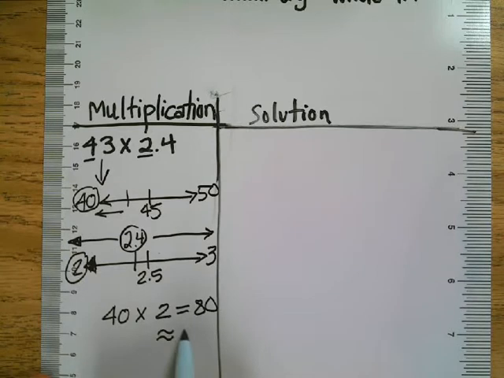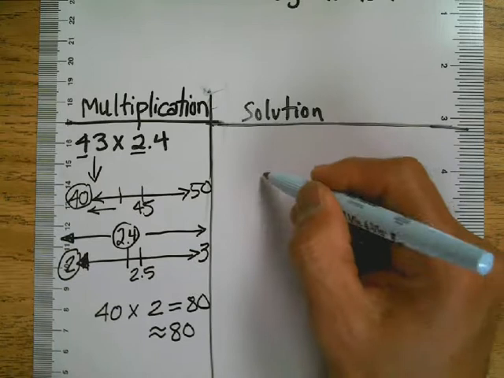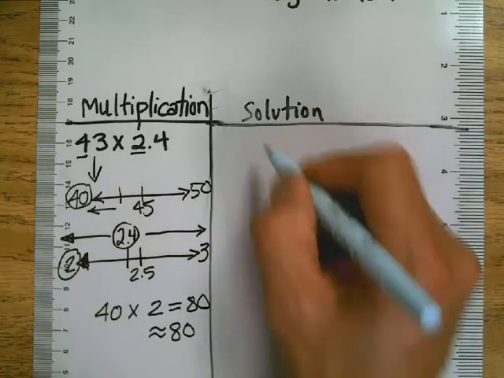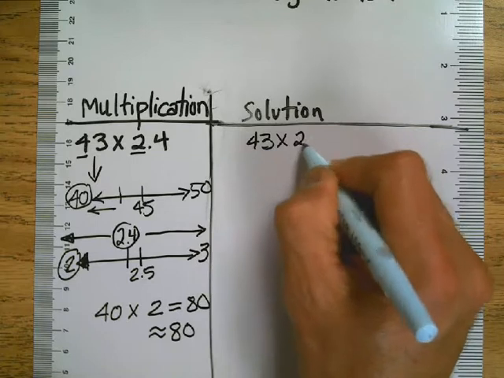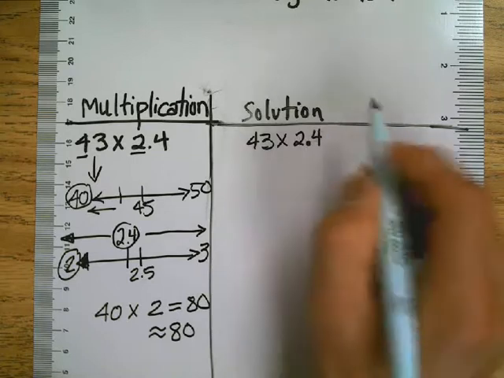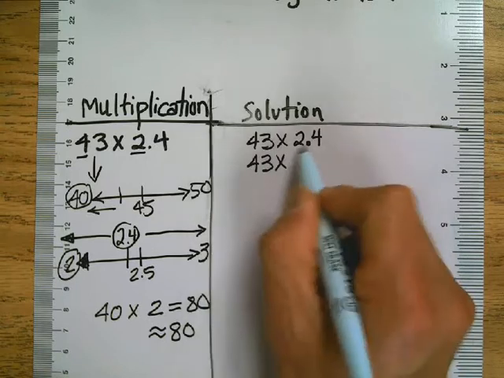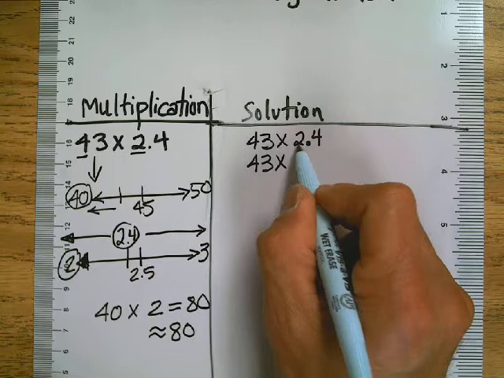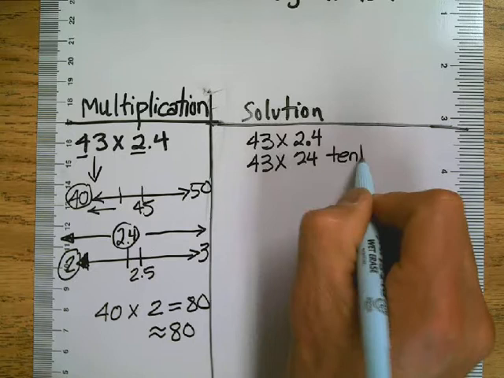So I'm going to turn this into 43 times 2 and 4/10. However, we're going to turn this into units. So we're going to do 43 times 24/10. Every whole has 10 tenths, so we're going to turn it into 24/10. When you multiply, we're going to multiply it in the area model format.